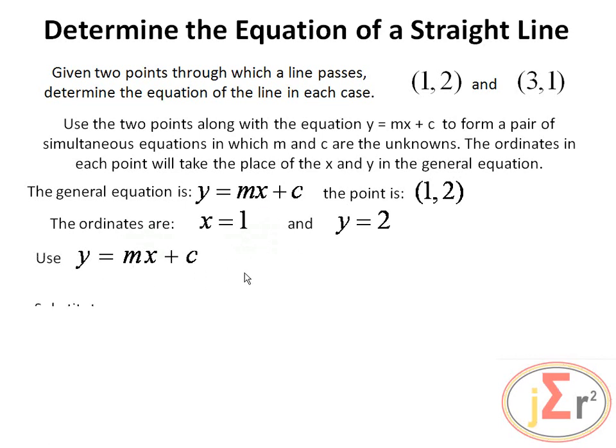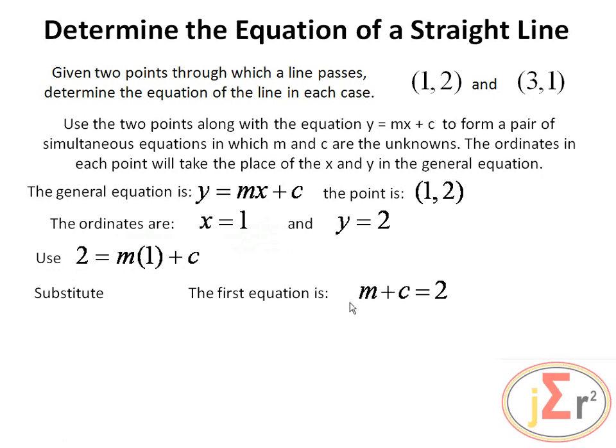y is equal to mx plus c. We are going to change that. And what do we get? We get 2 is equal to m times 1 plus c. So the first equation is m plus c is equal to 2. Alright? So 2 is equal to 1 times m, which is m, plus c. But as in typical simultaneous equations, the unknowns are on the left-hand side and the knowns are on the right-hand side. So we're going to put the unknowns on the left-hand side in this case also. So that is why we have m plus c is equal to 2. So that is our first equation.